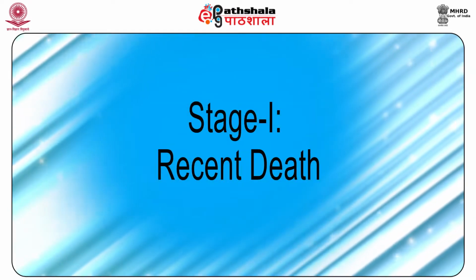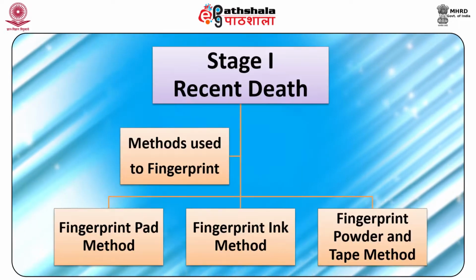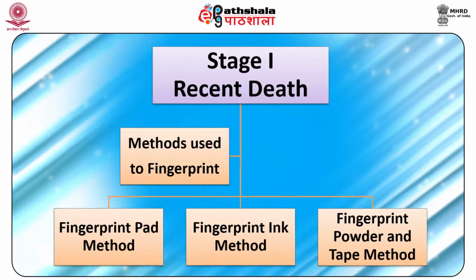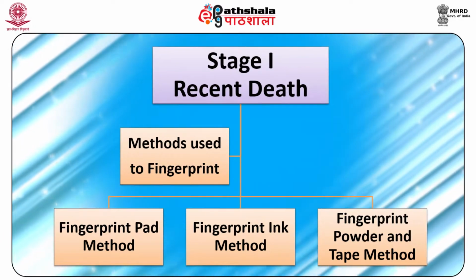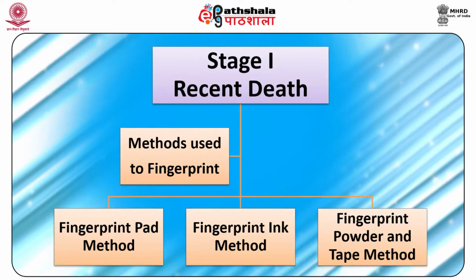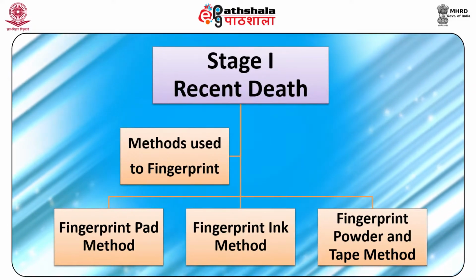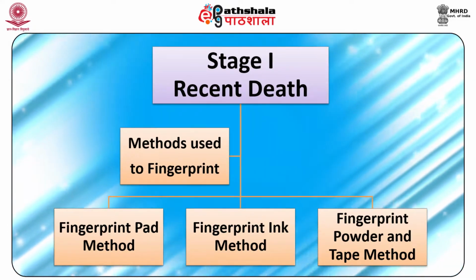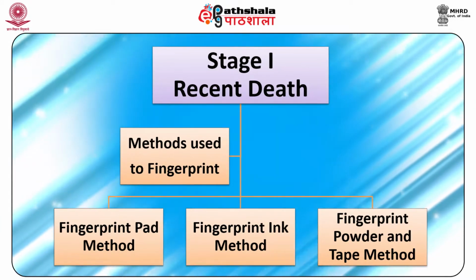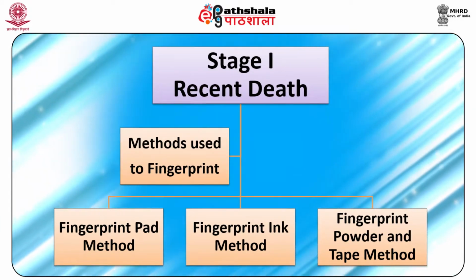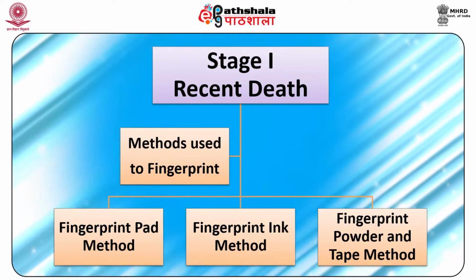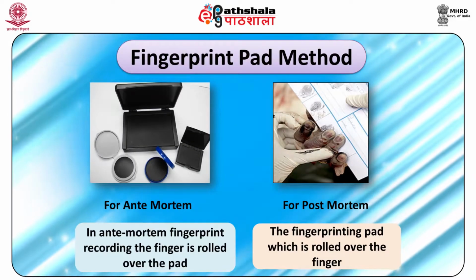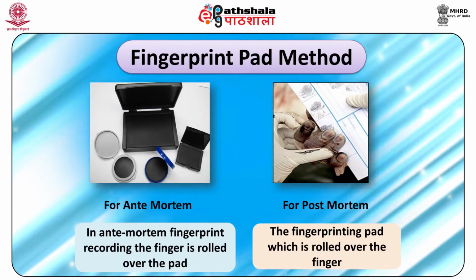Next, we move on to stage 1, or recent death. In case a corpse is found within 4 to 7 hours of death, the external organs, including the fingers, are quite flexible. In such cases, it is possible to secure the fingerprints of the corpse by any of the following three methods. First is the fingerprint pad method.